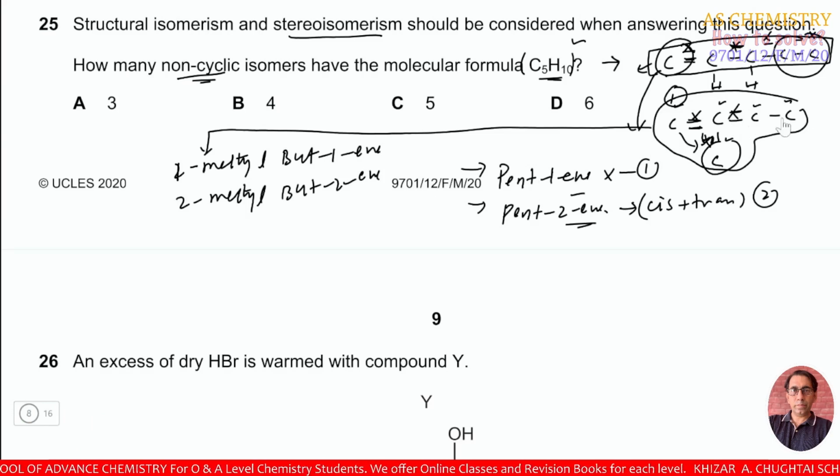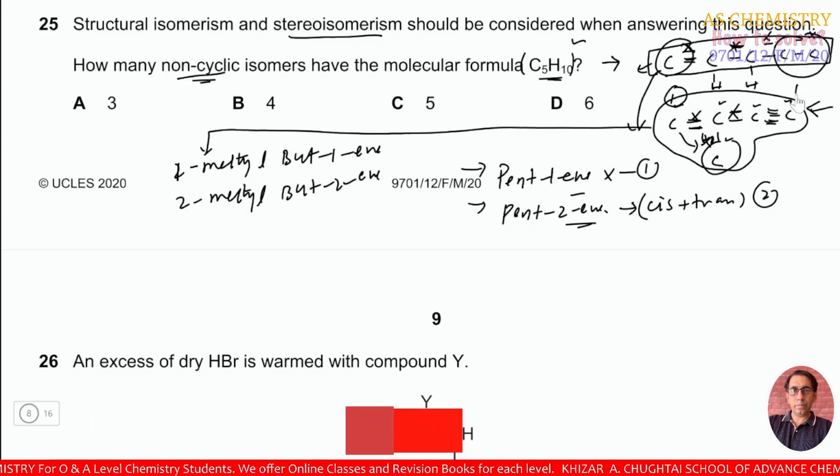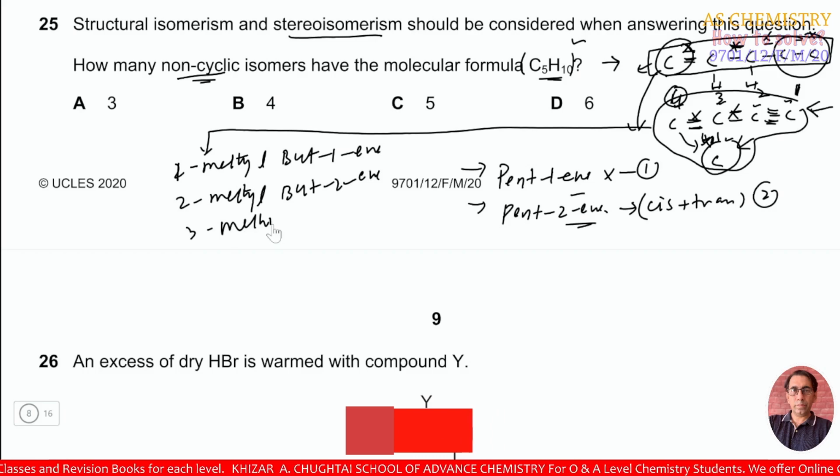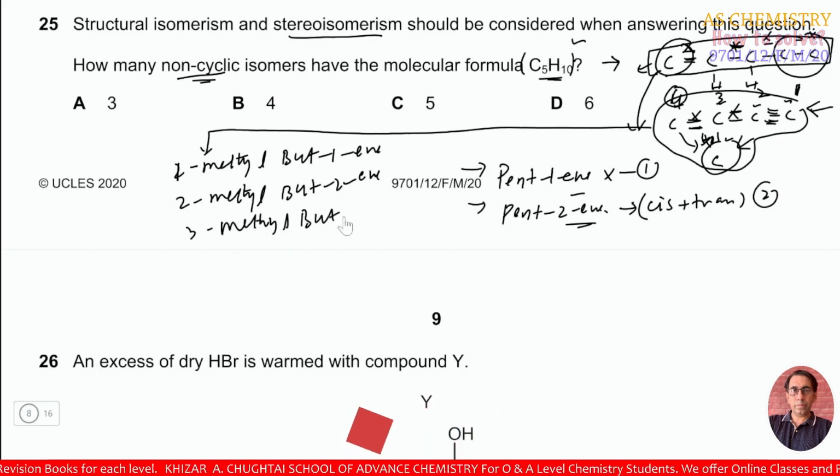If we are putting double bond over here, now numbering will be started from this end. This is carbon number 1, carbon number 2, carbon number 3, carbon number 4. Now branch is at third position, 3-methyl, and this is but-1-ene.